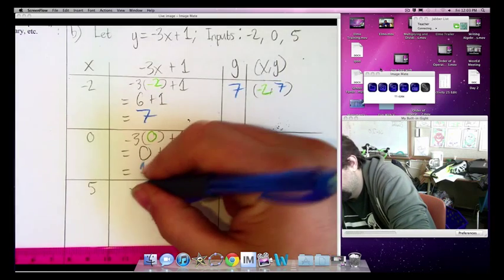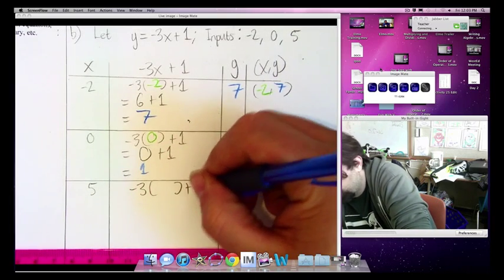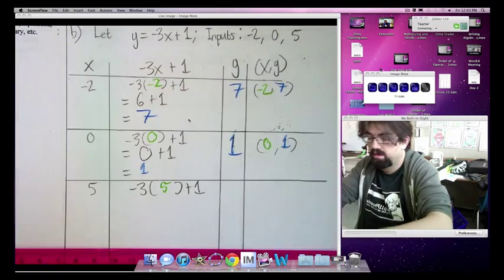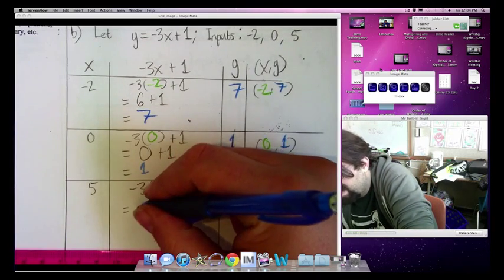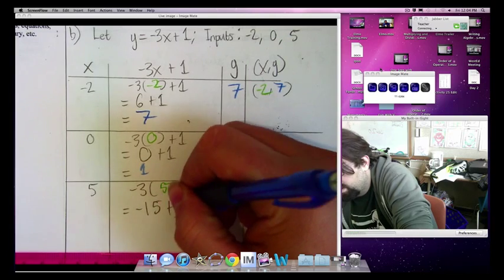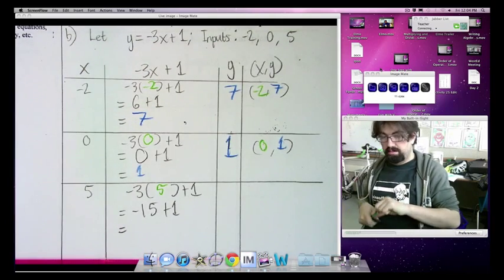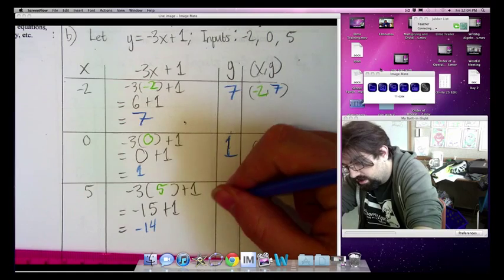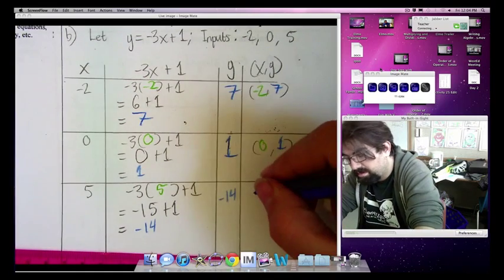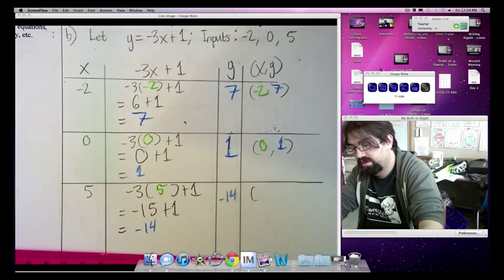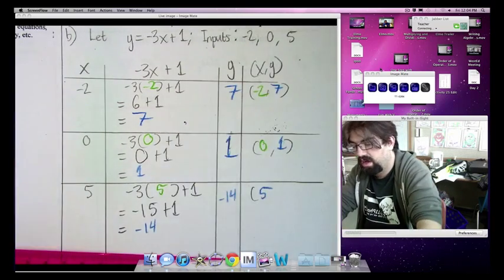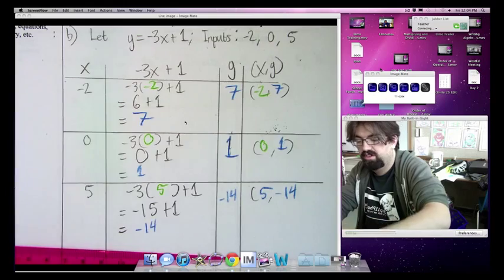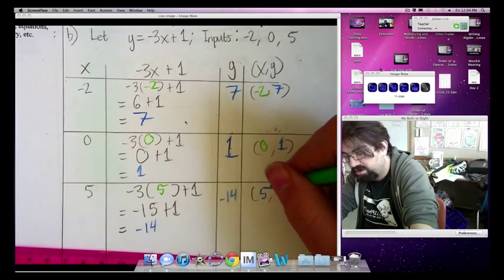Okay, -3, parentheses, plus 1. I'm plugging in 5 for x. So -3 times 5 is -15 plus 1. -15 plus 1 is -14. Which means my ordered pair is (5, -14). And you might be saying, you used the wrong color. I did. I was supposed to use green. I apologize.